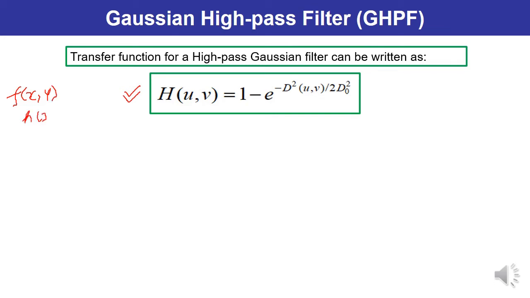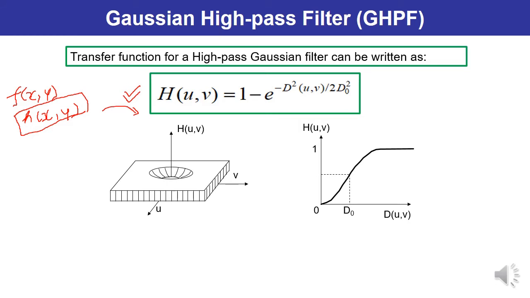because you are studying about the types of filters over here. So this h(x,y), its frequency domain term has been written as H(u,v). So the transfer function of a high pass Gaussian filter is written as 1 minus e raised to the power minus D squared(u,v) upon 2 D naught squared. Again D naught is the cutoff frequency.